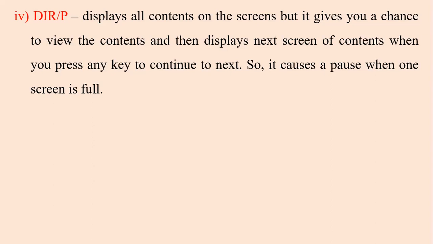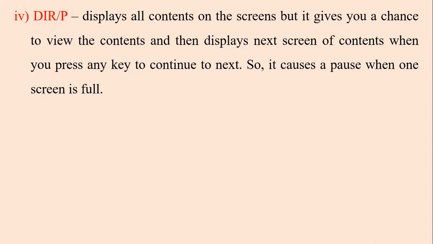When you enter this command at the DOS prompt or command prompt and you press the enter key, what this command is going to do is display the contents on the screen, but this will give you a chance to view the contents and then display the next screen of contents when you press any key to continue to the next screen. And therefore, the dir forward slash p command causes a pause when one screen is full.